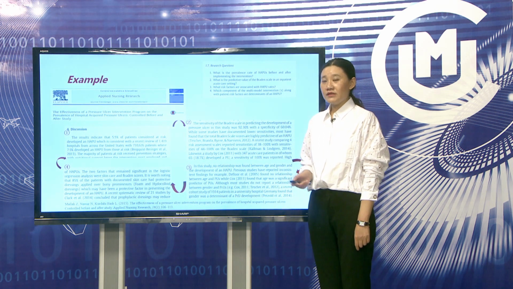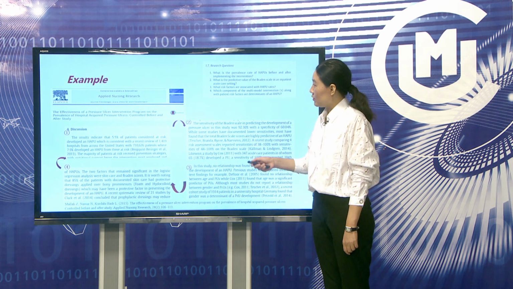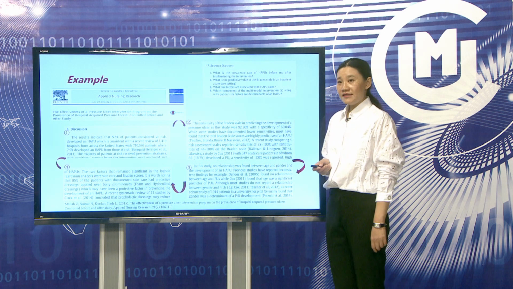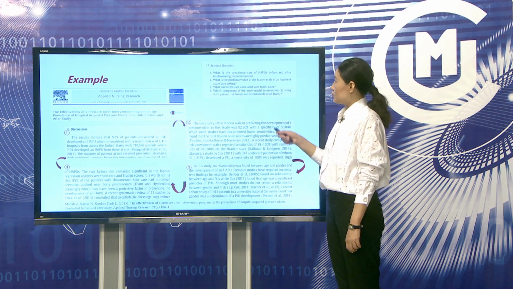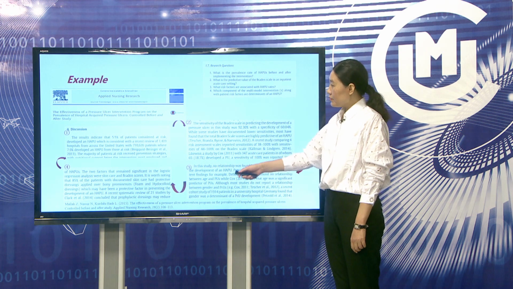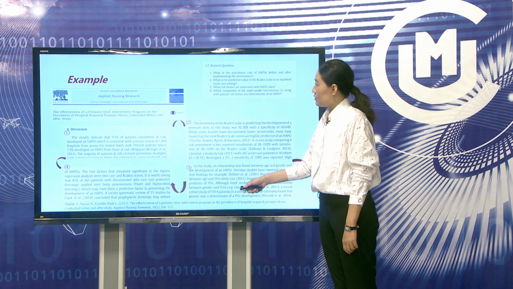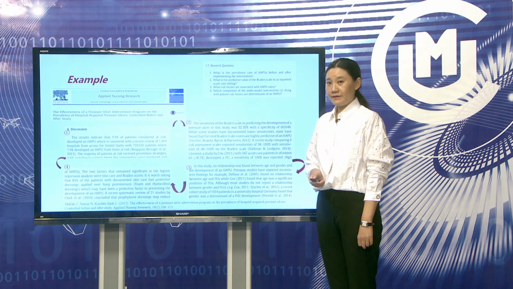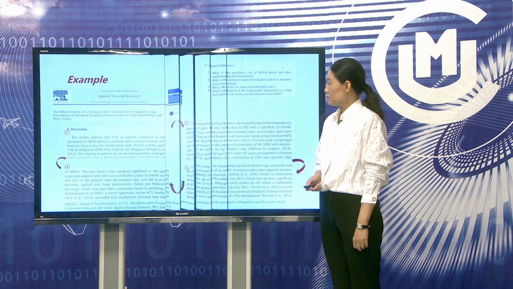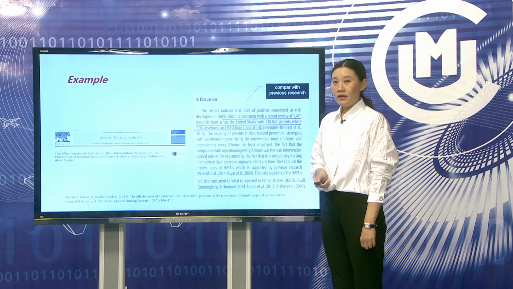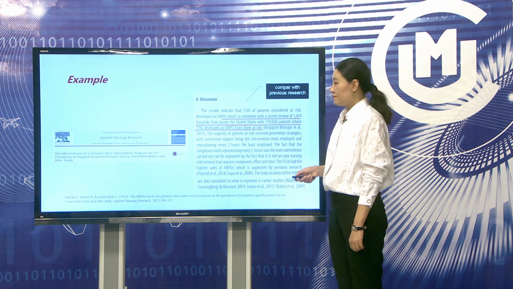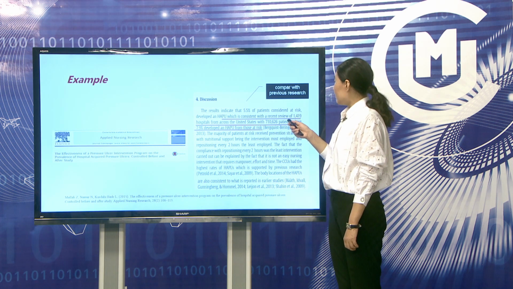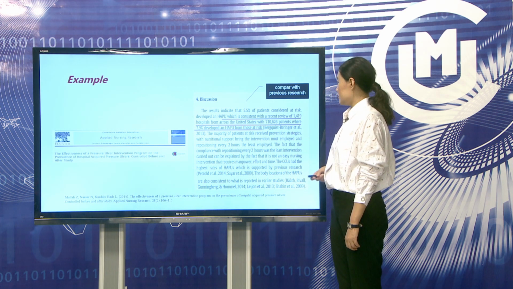Now, we'll illustrate the discussion with the article on hospital-acquired pressure ulcer. As we have shown before, the study focused on the 4 specific research questions. So, correspondingly, the discussion was organized based on the 4 research questions. And when reporting the prevalence of the hospital-acquired pressure ulcer, compare with the findings in previous research.